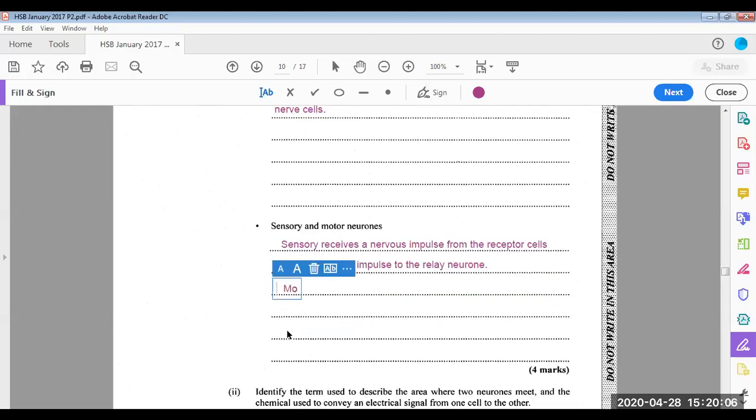What does the motor neuron do now? Motor neuron receives nervous impulse from the relay neuron, which is sending the impulse to the effector. That's the answer there.